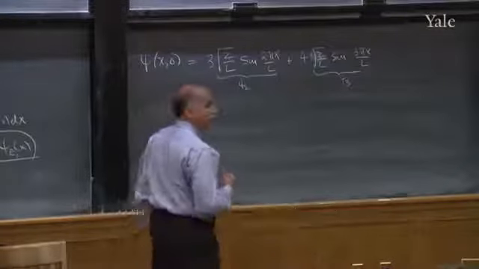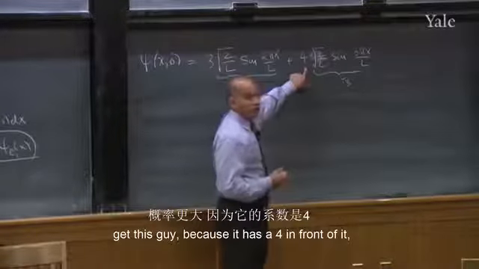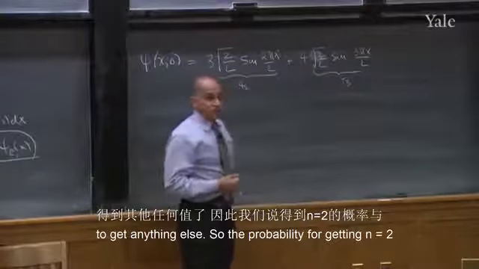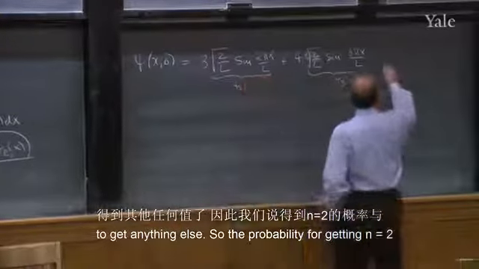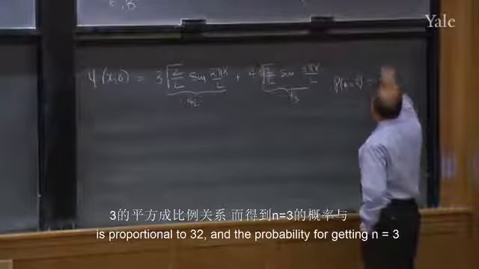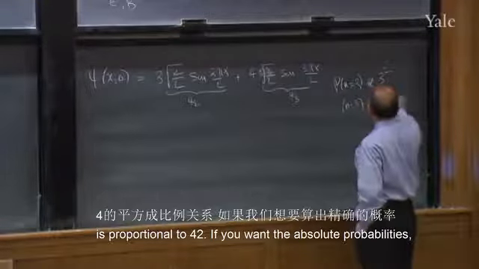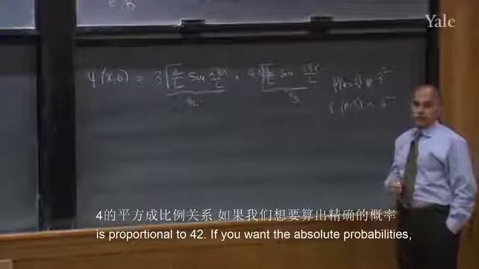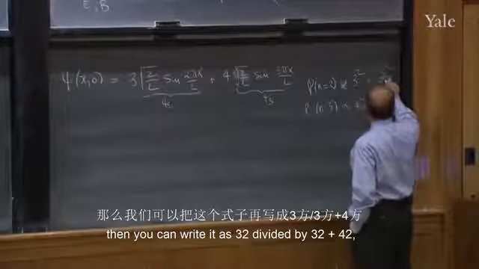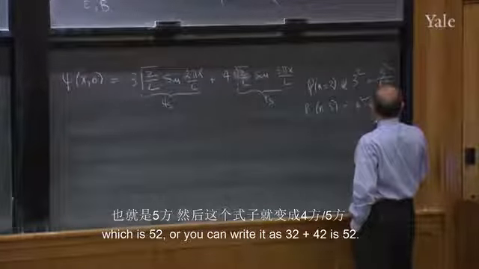So it's not a state of definite energy. You can get either this answer or this answer. But now you can sort of see it's more likely to get this guy because it has a 4 in front of it, and less likely to get this guy, and impossible to get anything else. So the probability for getting n equal to 2 is proportional to 3 squared. The probability for getting n equal to 3 is proportional to 4 squared. If you want the absolute probabilities, then you can write it as 3 squared divided by 3 squared plus 4 squared, which is 5 squared.